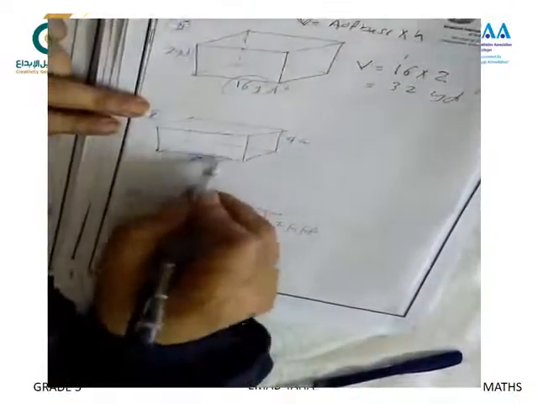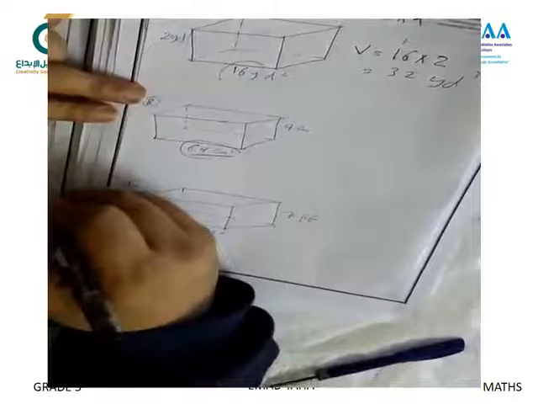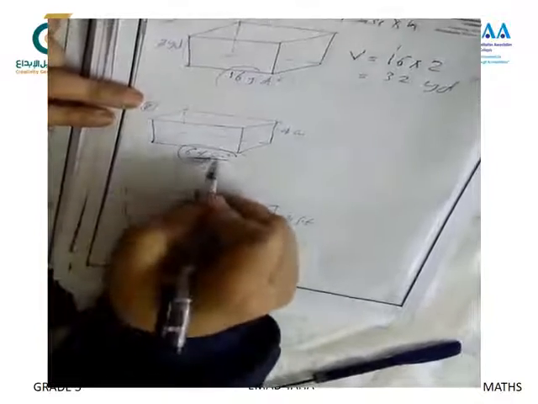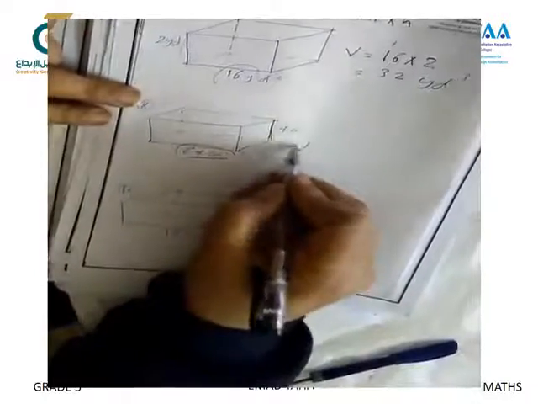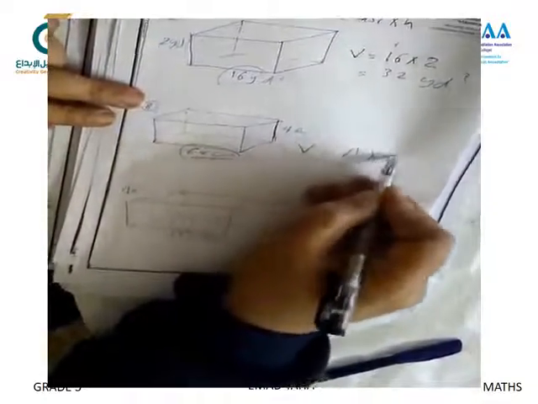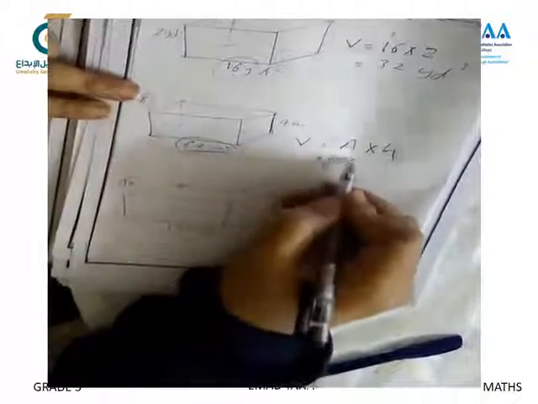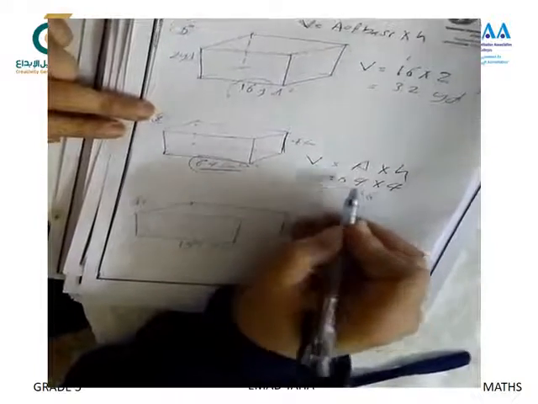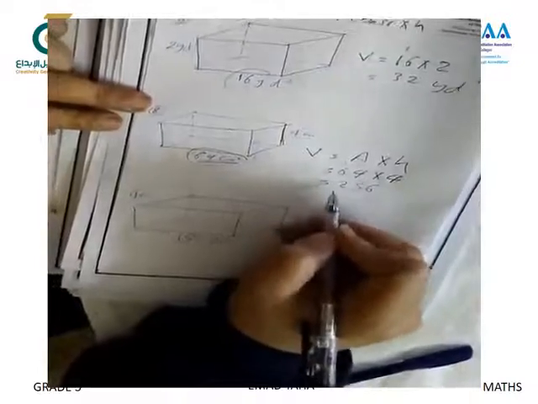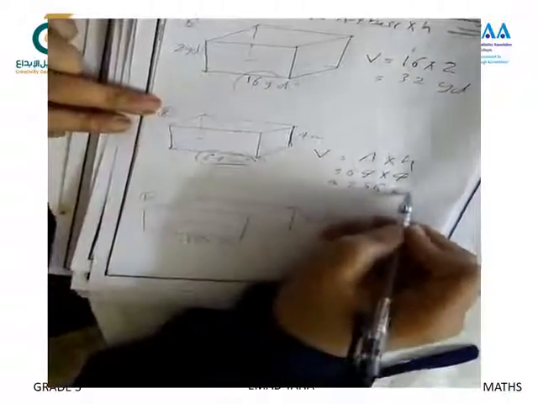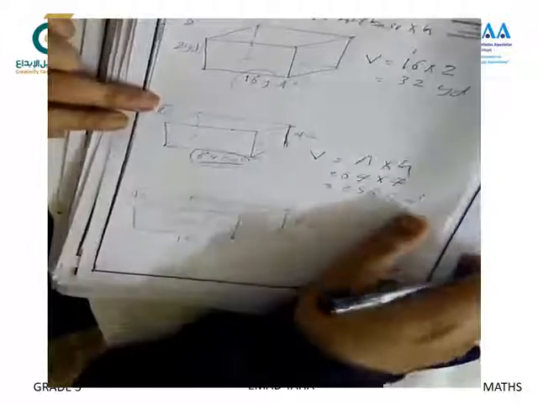Okay. Number 8, the area of base is 64 square centimeters, and the height here is 4. So volume equals area times the height, which equals 64 times 4. Now multiply: 4 times 4 equals 16, 6 and up 1. 4 times 6 is 24 plus 1 is 25, so 256, and the unit is cubic centimeters.